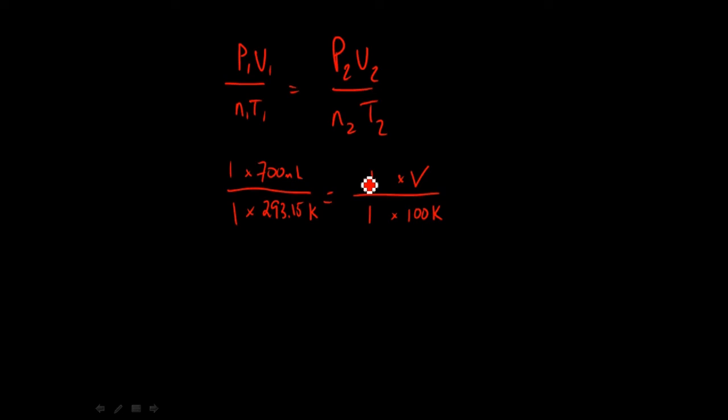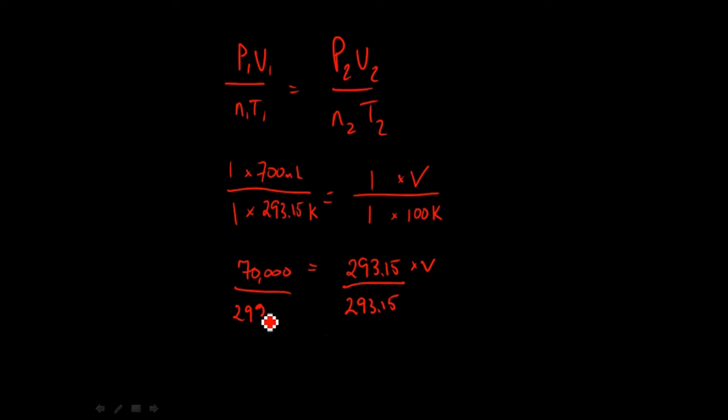I can't put in different units. The easiest thing to do is just make up 1. Why do I make up 1? Well, I want to make my math easy. 1 times 700 times 1 times 100, well, that's only 70,000. And then 1 times 293.15 times 1 times V, well, that's 293.15 times V. Notice the math got really simple because I took the things that didn't change and I made them simply 1.